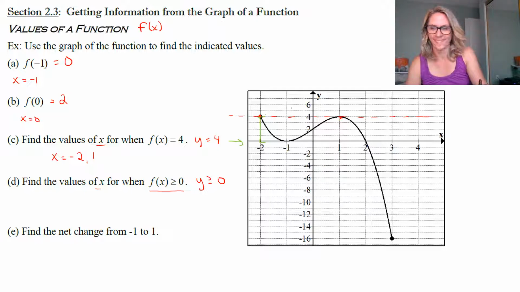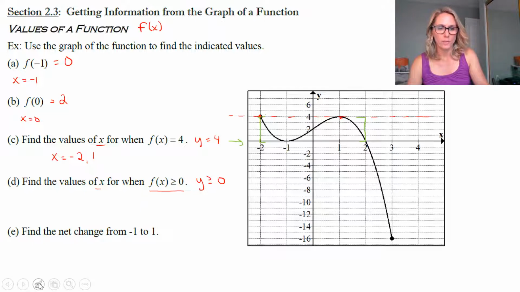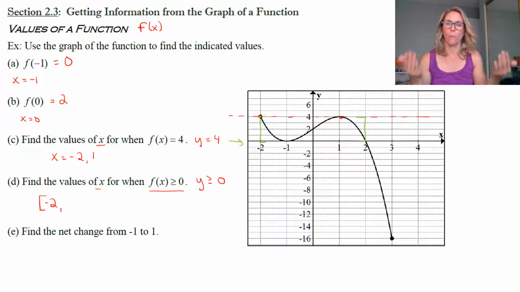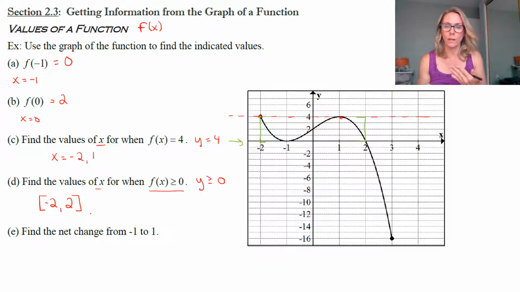Hopefully you see that it is over here. So on that interval of x values, we end up with a positive y value or a y value that is 0. That's how we answer this question. We simply give the interval for which this is true. So at -2, we have a positive y value, and all the way up until the x value of 2. At the x value of 2, it looks like we have a y value of 0, but that's okay because we're being asked when y is greater than or equal to 0, so it can be equal to 0 as well.